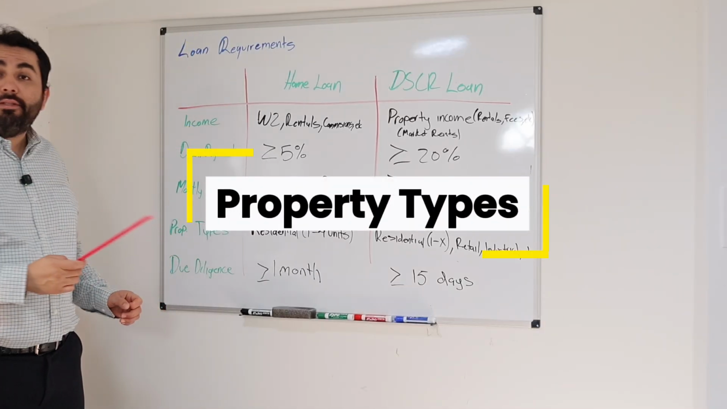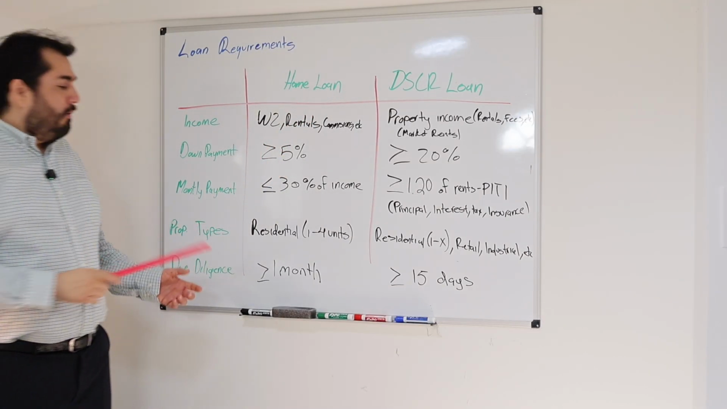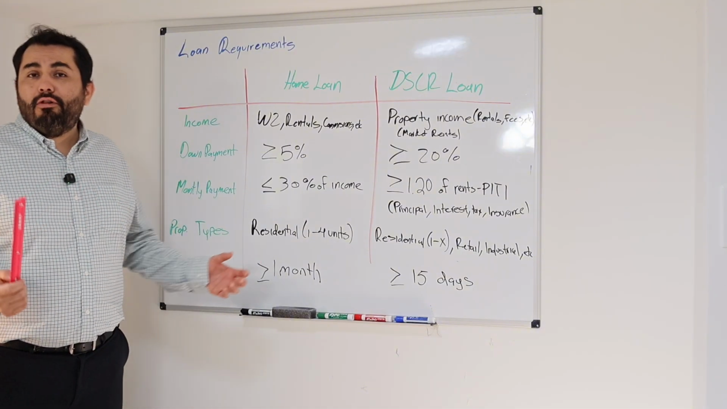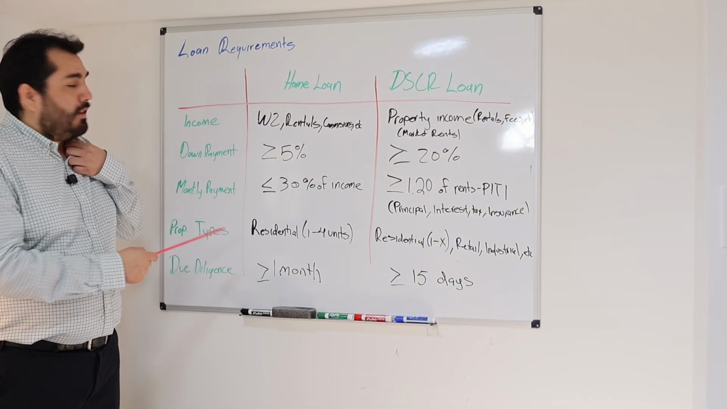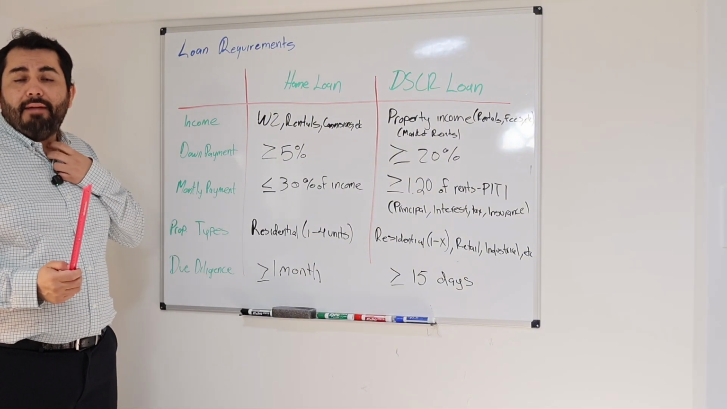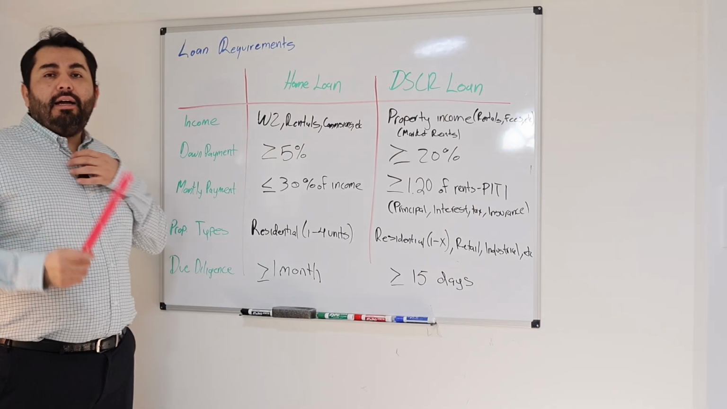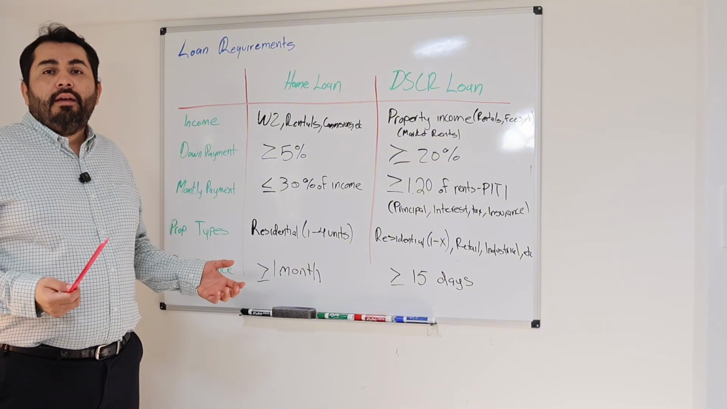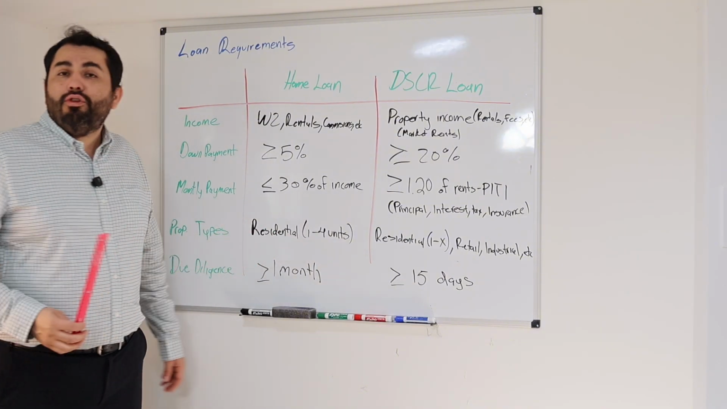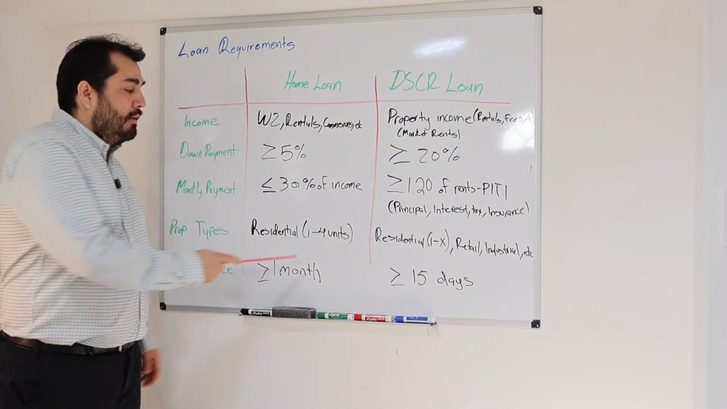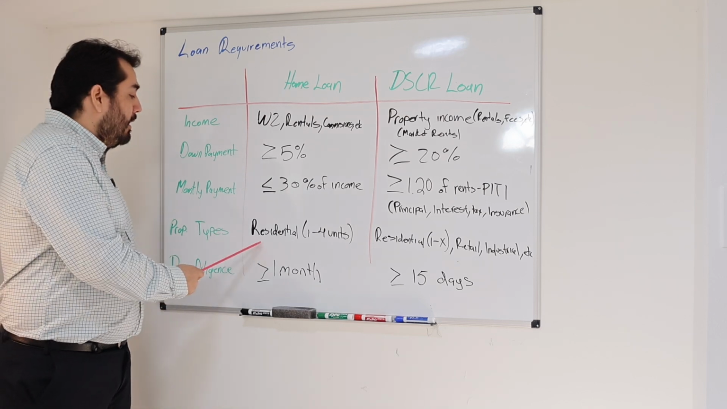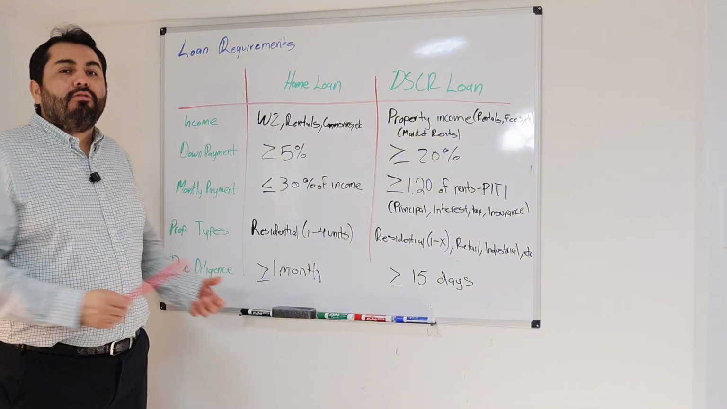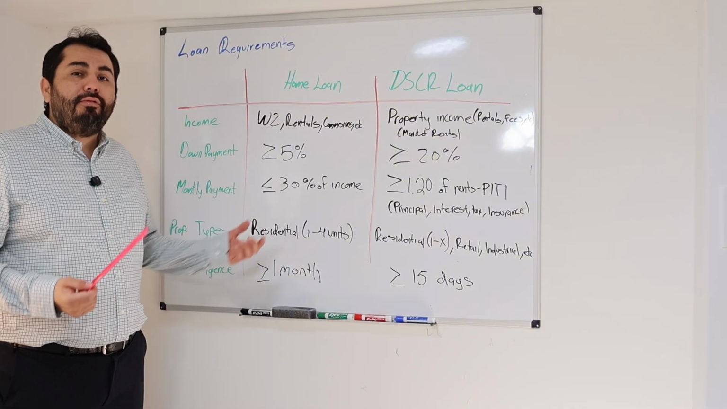For property types, the home loan only works for single family or 1 to 4 units, like a fourplex. That's because the banks have a secondary market, and they have housing agencies like Freddie Mac or Fannie Mae, and they only purchase mortgages for 1 to 4 units. So they only lend for 1 to 4 units, because otherwise they will not be able to sell the loans to Fannie Mae or Freddie Mac.